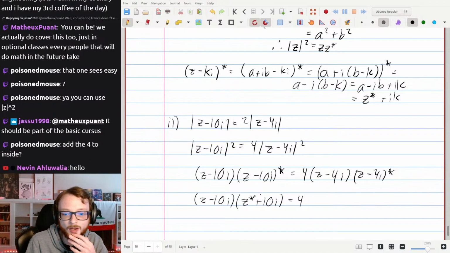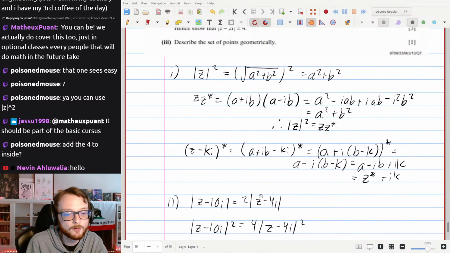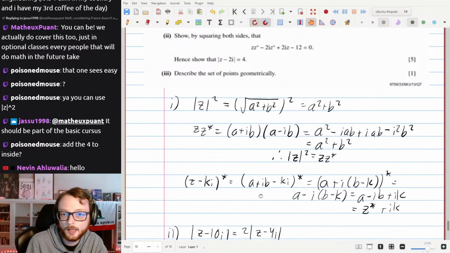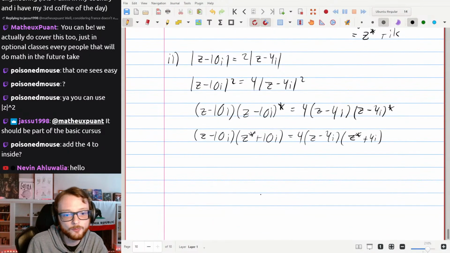Four to the inside. I'm trying to avoid doing that as long as we can. And I assume now we just multiply everything out and get everything onto one side, and hopefully we end up with the same result.